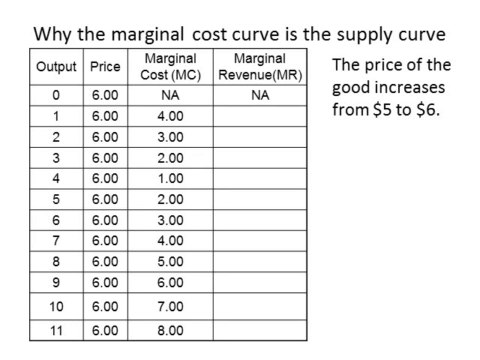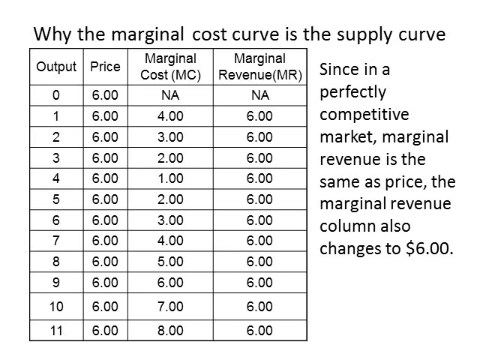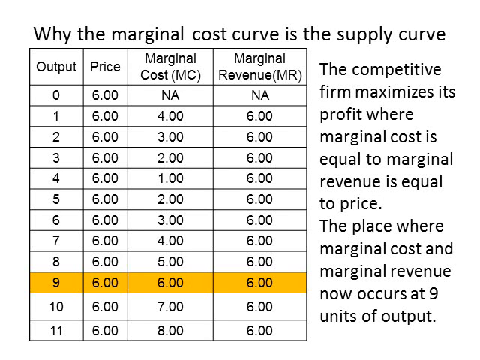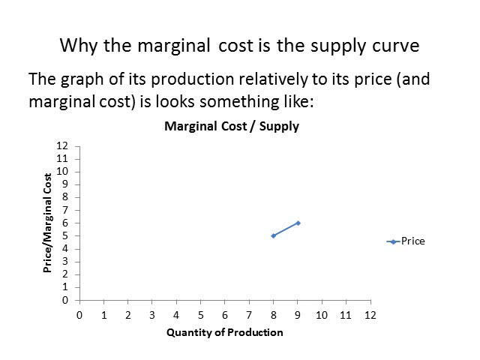Now suppose the price changes from $5 to $6. Since in a perfectly competitive market the marginal revenue is the same as price, the marginal revenue column changes from $5 to $6. The competitive firm maximizes its profit where marginal cost is equal to marginal revenue. The place where marginal cost and marginal revenue now occurs is at 9 units of output. So a new point is added at 9 units of production and a marginal price and cost of $6. And we can draw a line between the two.